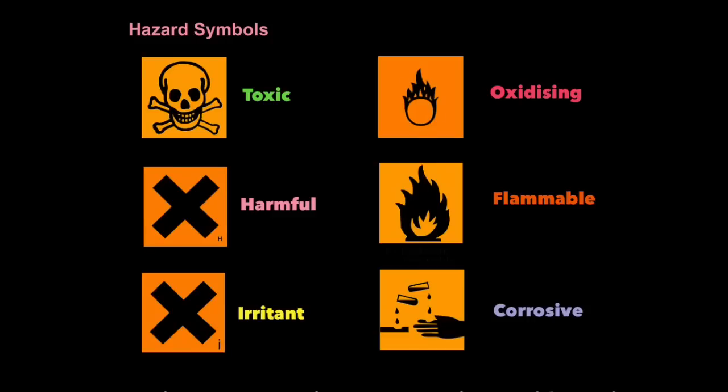A flame with an O in the middle is an oxidizing agent. That means this chemical can give out a lot of oxygen, so you need to be careful when heating them, because oxygen can make fires rage. Obviously, a flame means the chemical is flammable, and acids and alkalis can also be corrosive. That's when they can eat away into your skin or flesh or metal.